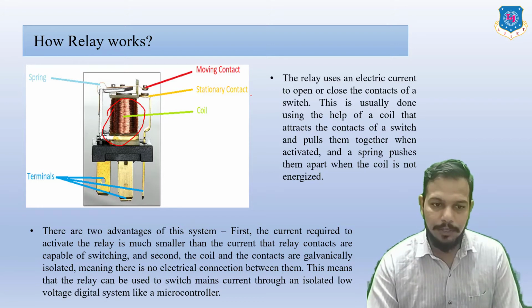So here you can see the relay works due to this coil. Whenever current flows through that coil, the switch is on or off, and according to this switch we can control various appliances like fan, motor and bulb, etc.